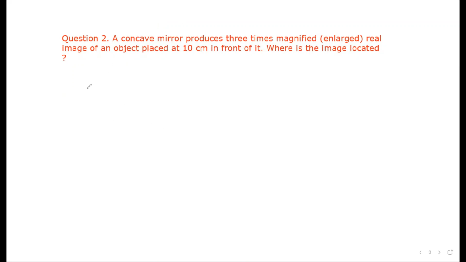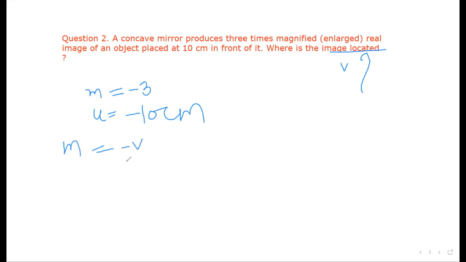What they have given to us, magnification is what? Magnification is 3. 3 times means 3. As I told you, if the image is real and inverted, the sign of magnification should come negative, right? Object is placed at 10 centimeter. So u is minus 10. Why minus 10? Because always we keep our object on which side? Left hand side. So that's why minus 10 centimeter. Where is image located means you have to find v here. So magnification equals to minus v by u. Right? Simple formula we have.